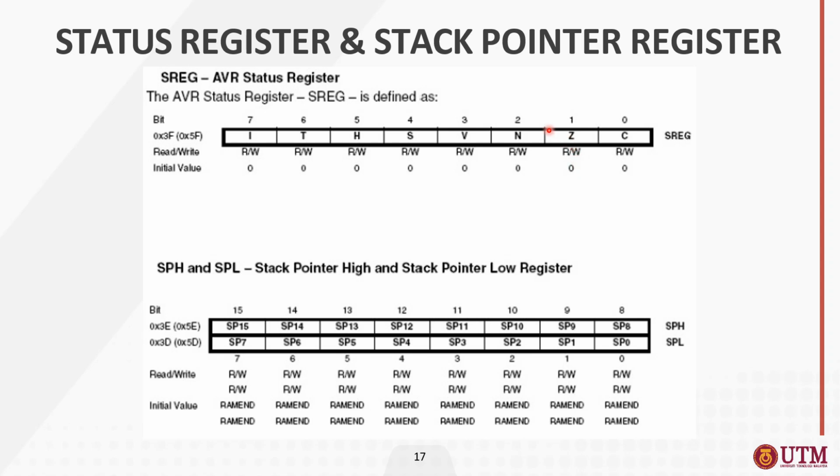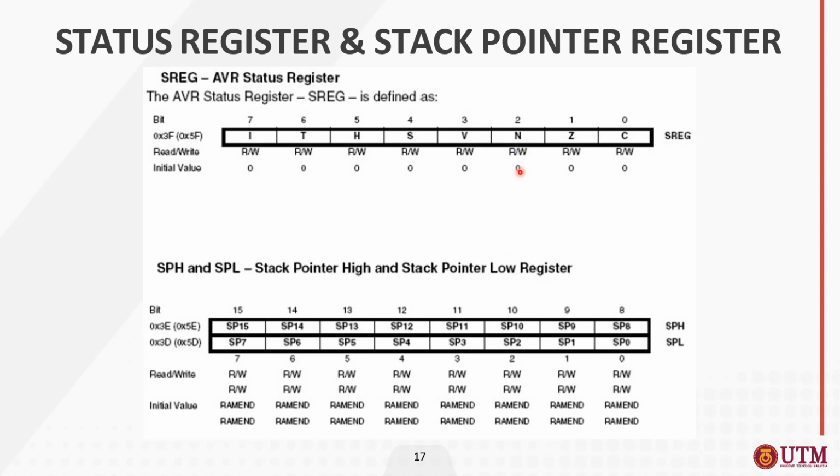Alright, so next is N. N is the negative flag. The negative flag is located at position 2 of your AVR status register. It will be set, or become 1, if the result of an arithmetic operation is negative. Of course, it is the negative flag, so if the result is negative, it will become 1.